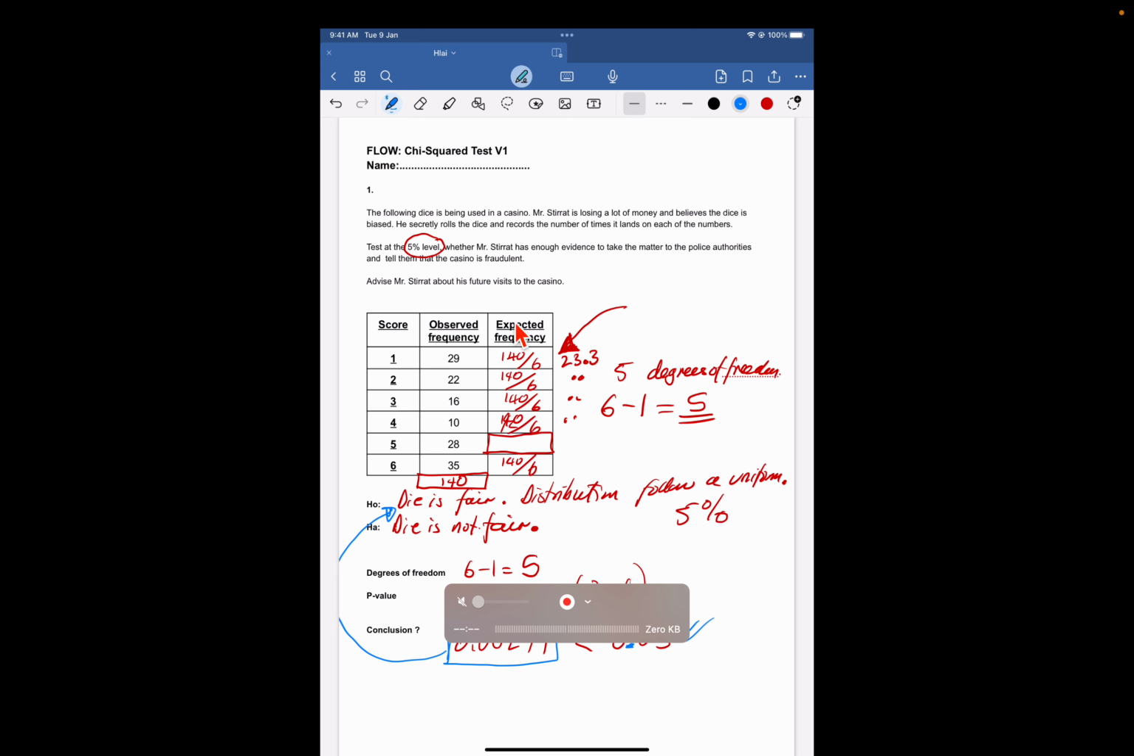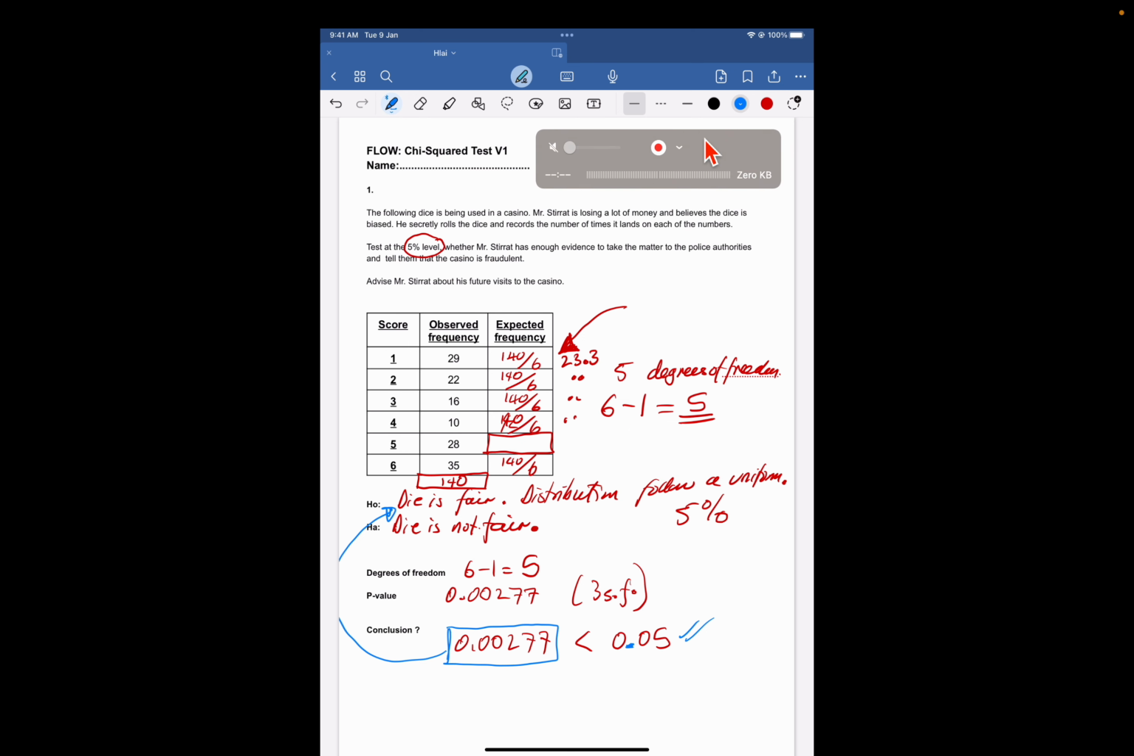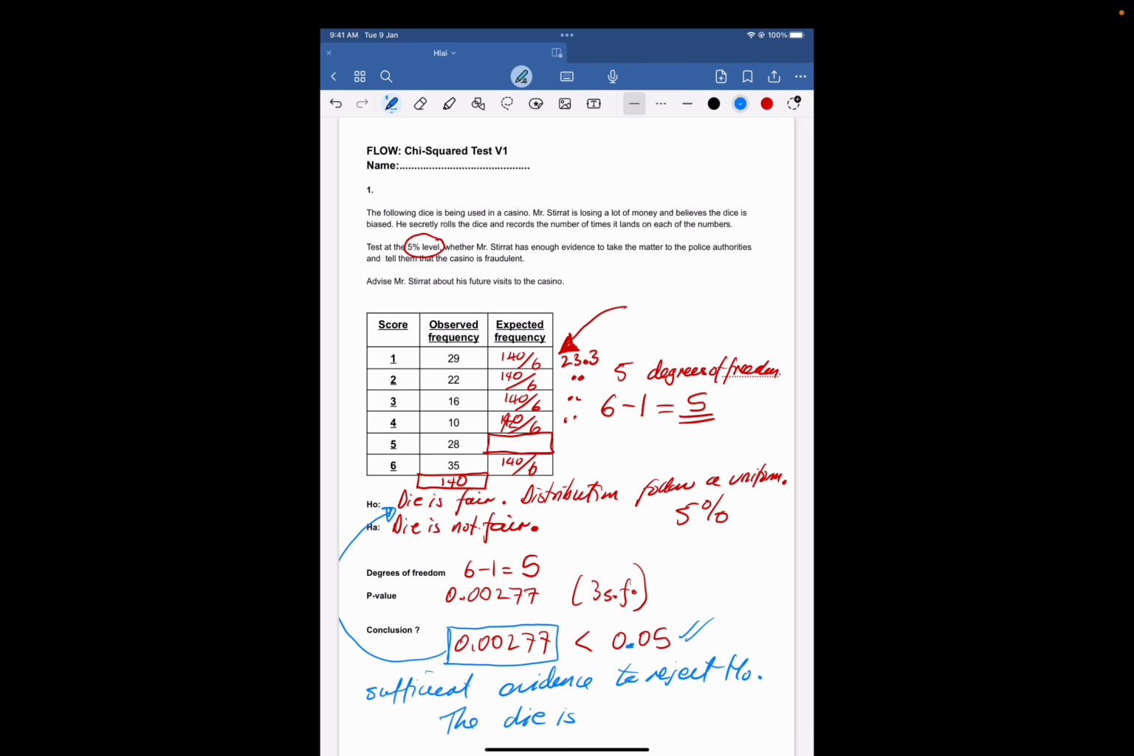So the final bit, let me just move that thing here. So the final piece should be sufficient evidence to reject H0. So therefore, we conclude the die is biased.